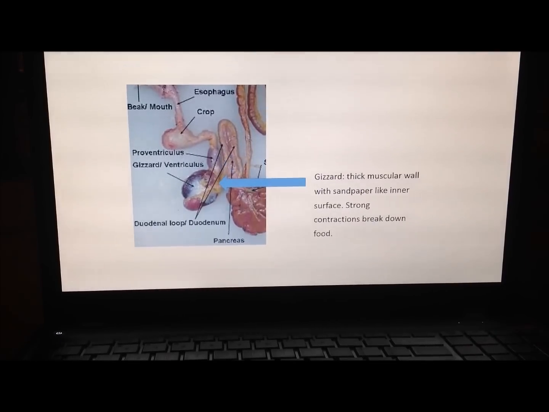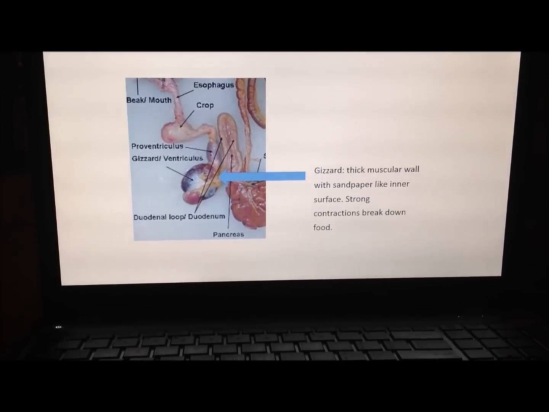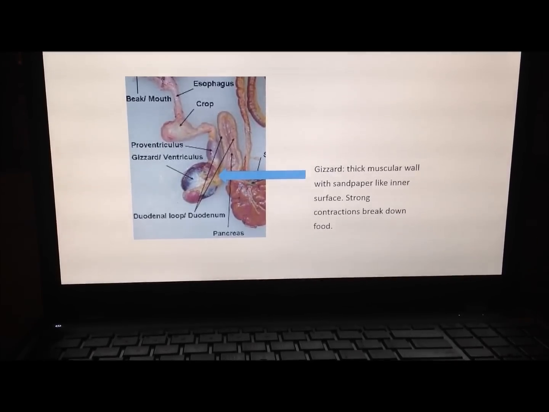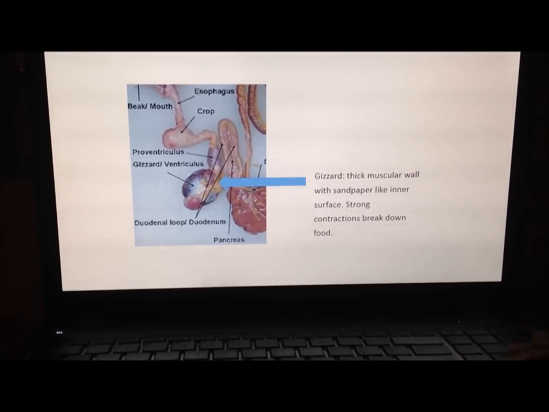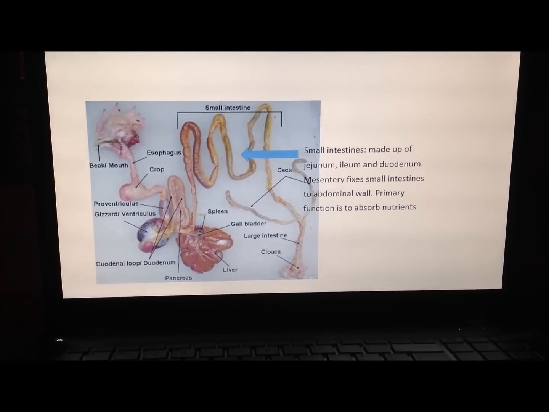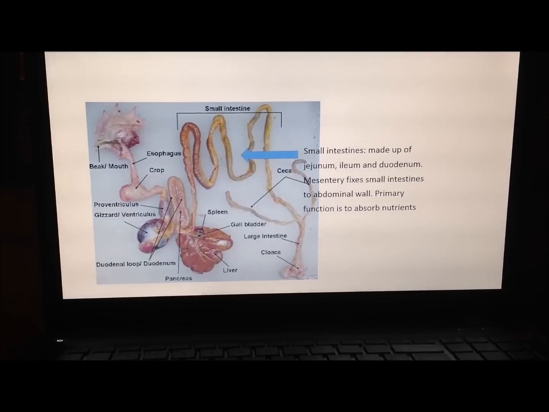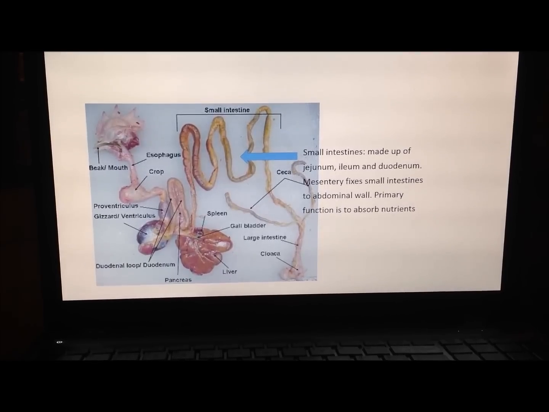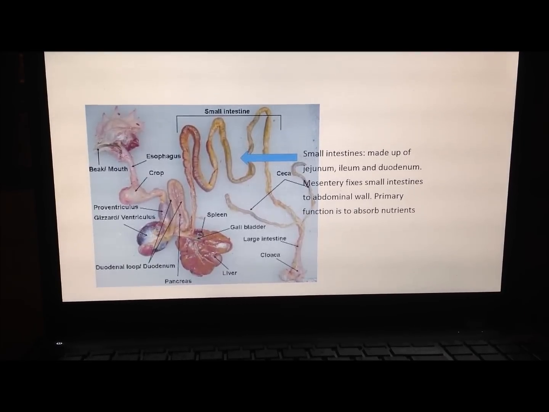This leads to the gizzard, which is a thick muscular wall with sandpaper-like inner surface, and it creates strong contractions that break down the food. The small intestines is made up of the jejunum, the ileum, and the duodenum. Mesentery fixes the small intestines to the abdominal wall.